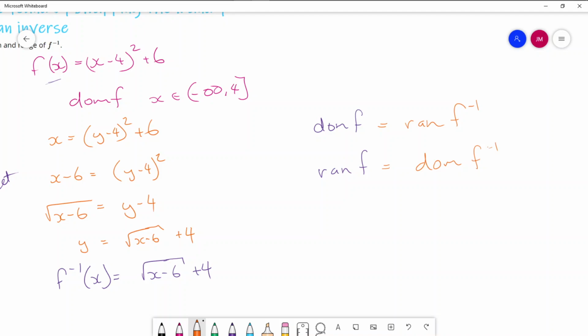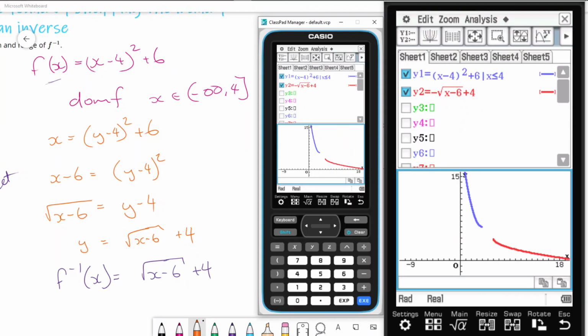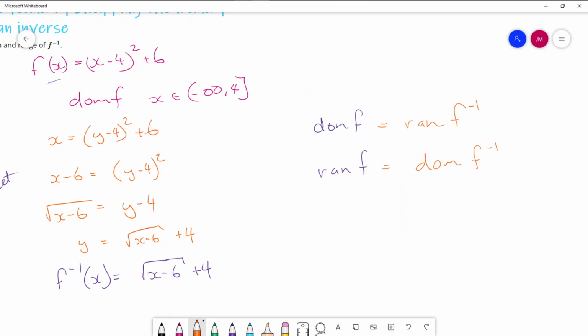So if we look at our original function, and we're to state the domain and range of the inverse, our original function had a domain that was x less than 4, and so at x equals 4, we can say the smallest y value would be positive 6. So the range was 6 to infinity. So for this inverse function, we would have where x is going to be greater than 6, or we say x belongs to 6 to infinity.